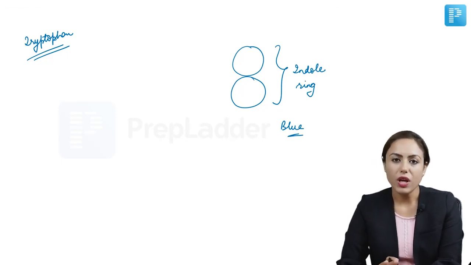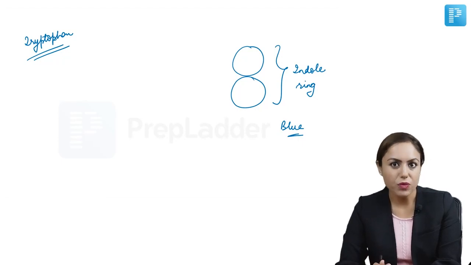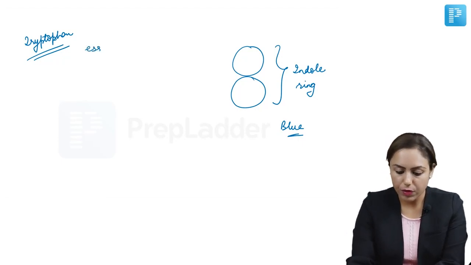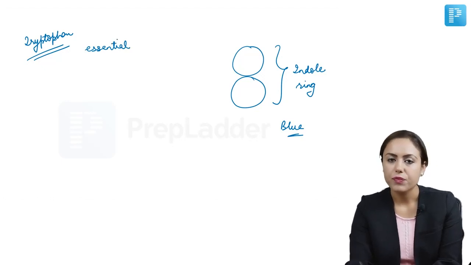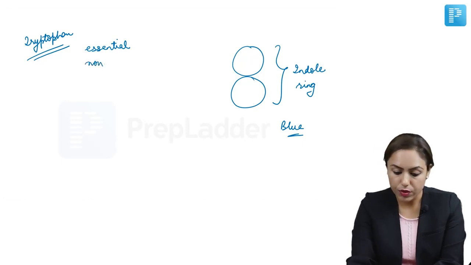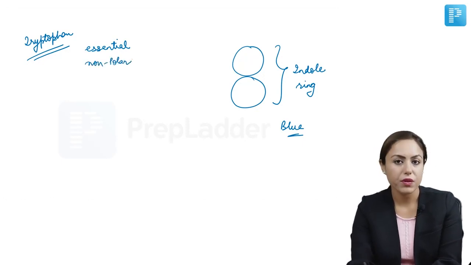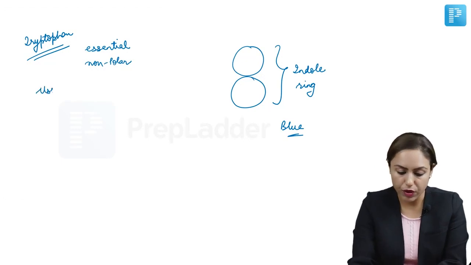So the structure is a complex one. Obviously tryptophan is essential, the body cannot make it, and there are rings. Due to the rings, it is non-polar. Then what are the uses of tryptophan?